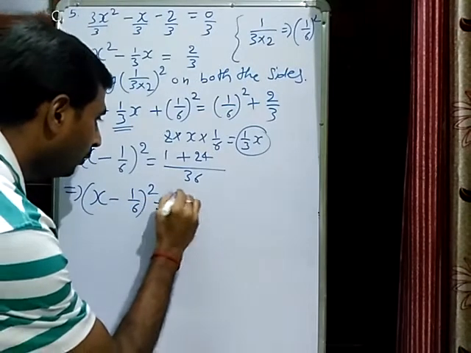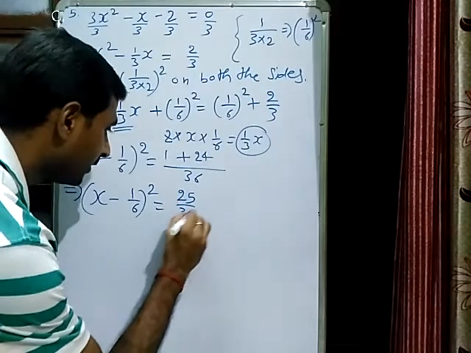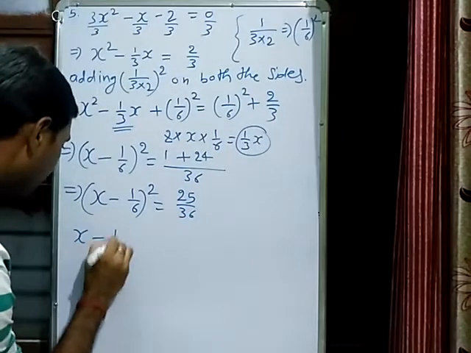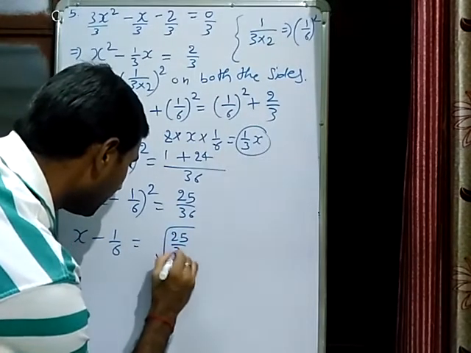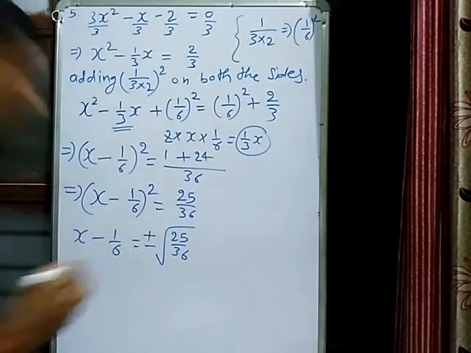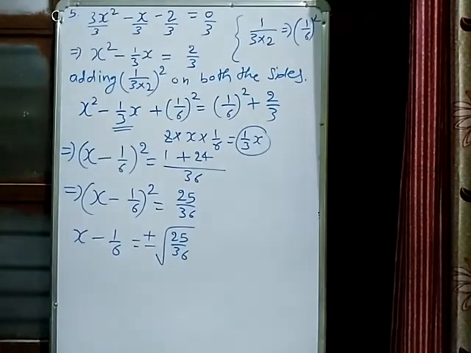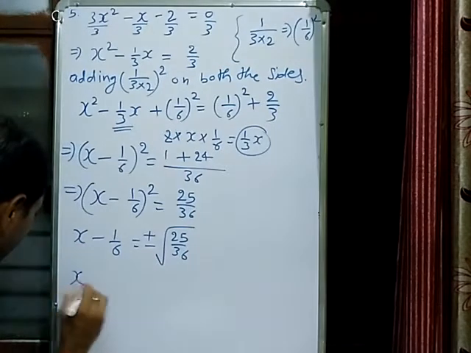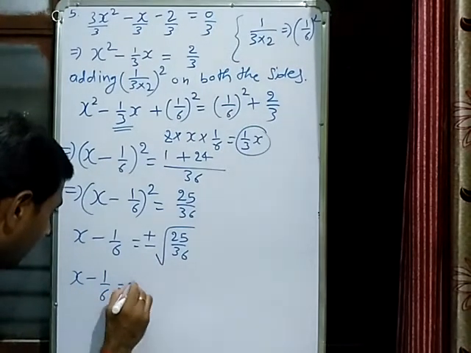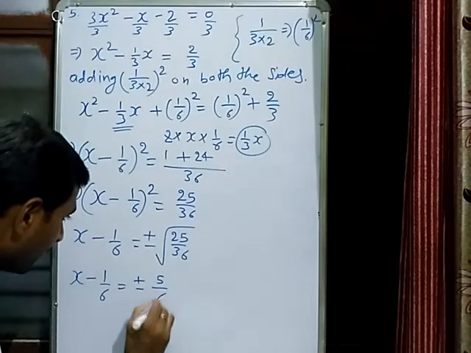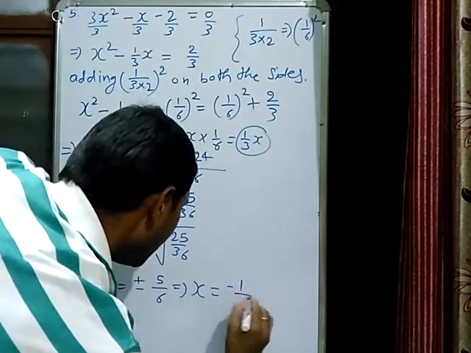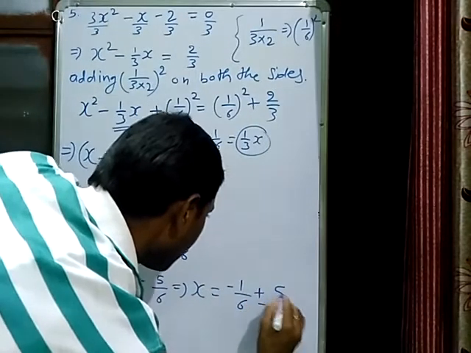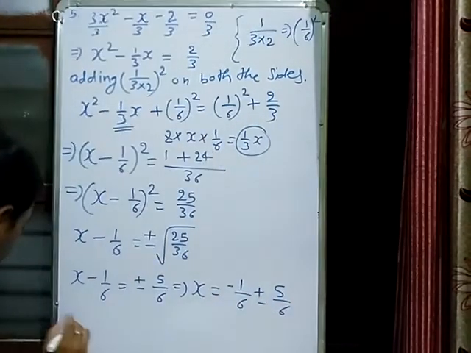Is equal to 25 upon 36, correct now. So x minus 1 upon 6 is equal to the square root of 25 upon 36. Whenever we take the square root, two signs will come, plus and minus. So we are getting two solutions. So x minus 1 upon 6 is equal to plus minus 5 upon 6. So x is equal to, if we transpose, minus 1 upon 6 plus minus 5 upon 6. Look here how we get the two answers.